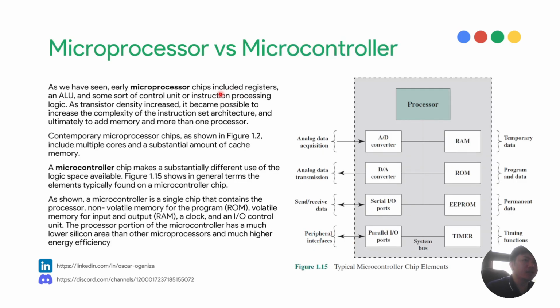So now let us discuss microprocessor and microcontroller. Okay. As we have seen, early microprocessor chips include registers, an ALU, and some sort of control unit or instruction processing logic. As transistor density increased, it became possible to increase the complexity of the instruction set architecture, or ISA, and ultimately to add memory in more than one processor. Contemporary microprocessor chips, as shown in figure 1.2, include multiple cores and a substantial amount of cache memory.